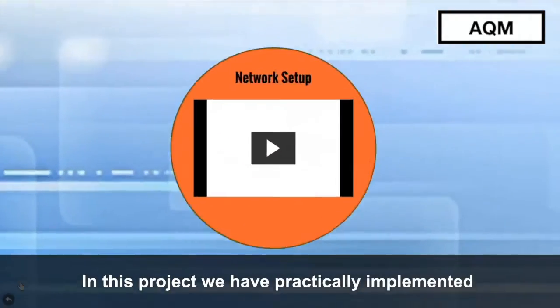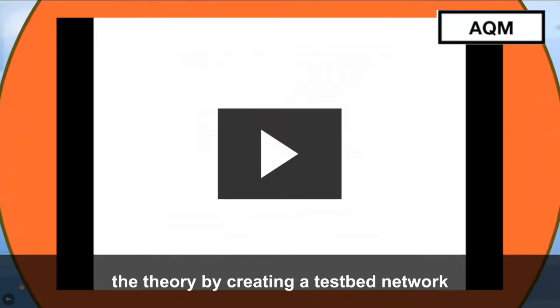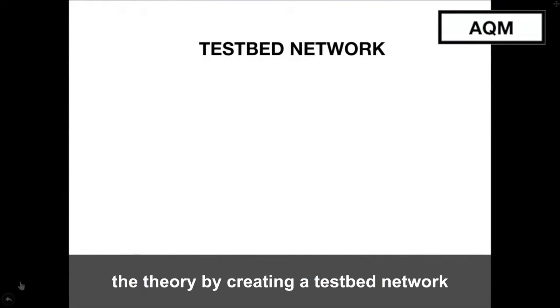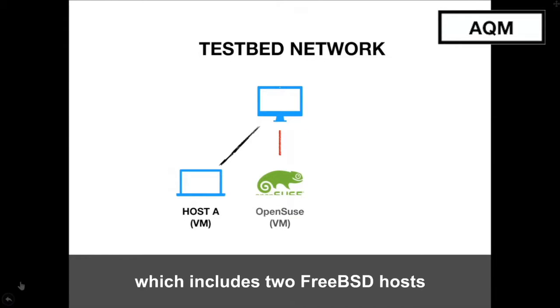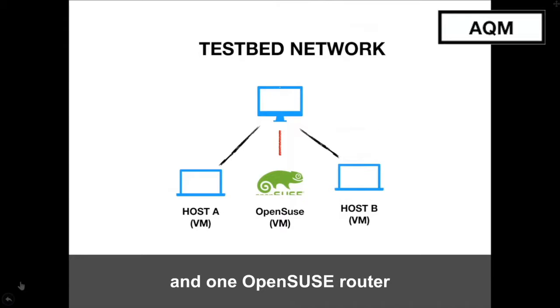In this project, we have practically implemented the theory by creating a testbed network consisting of 3 virtual machines, which includes 2 FreeBSD hosts and 1 open source router.